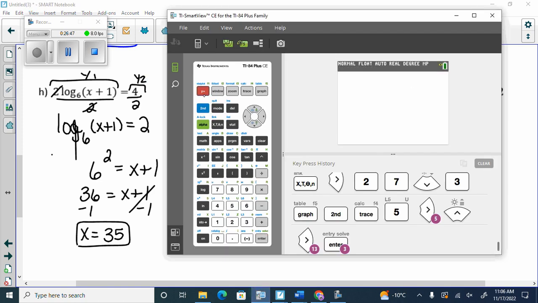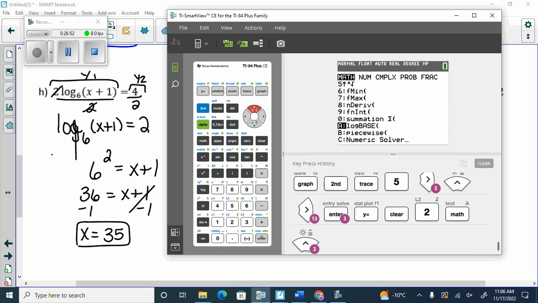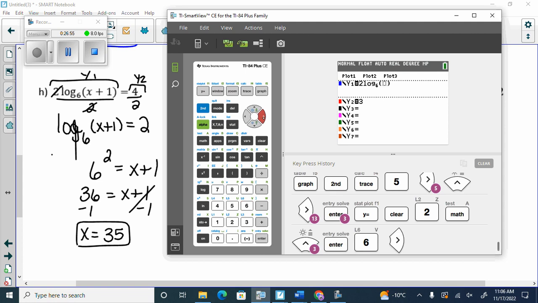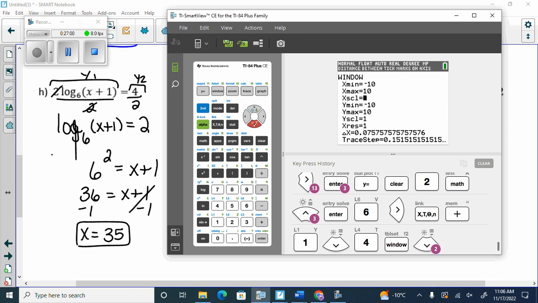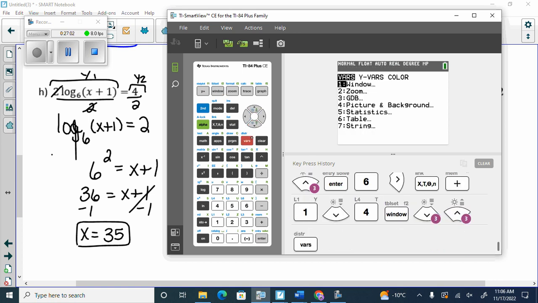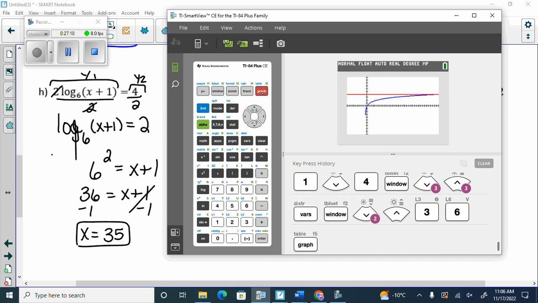So I'm going to go y equals 2 log base 6 of x plus 1, 4. I make my x max, oh my gosh, I'm struggling, 36. So it should be happening over here, looks like it is. Second trace, 5, need to be closer to where it's happening. 35.